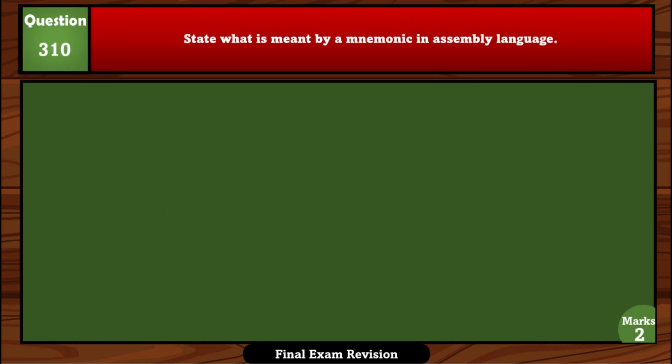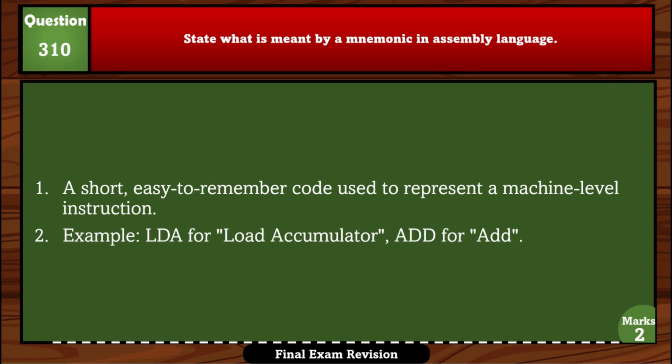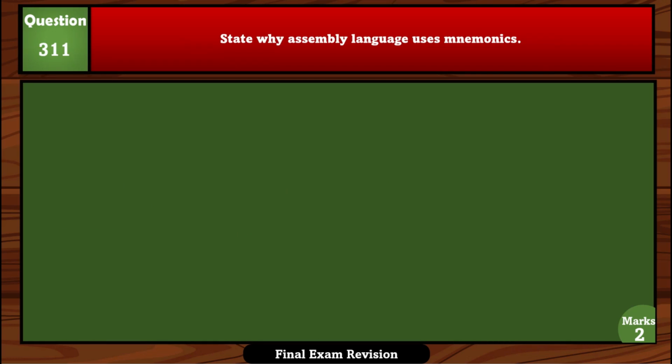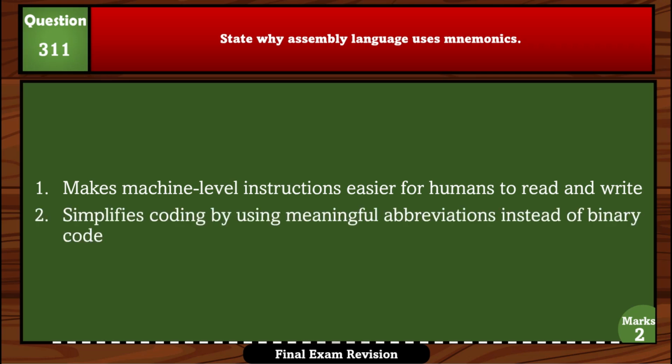Question 310. State what is meant by mnemonics in assembly language. It's a short, easy to remember code used to represent a machine level instruction. For example, LDA for load accumulator or ADD for add. Question 311. State why assembly language uses mnemonics. Number 1, it makes machine level instructions easier for humans to read and write. Number 2, it simplifies the coding by using meaningful abbreviations instead of binary code.